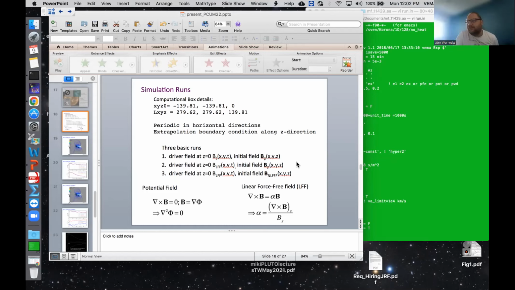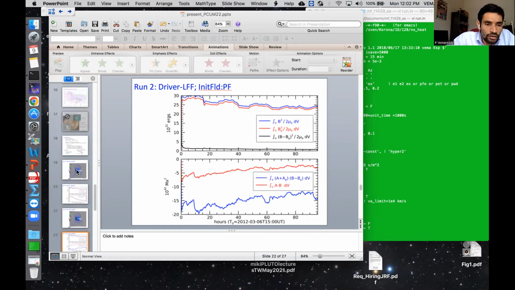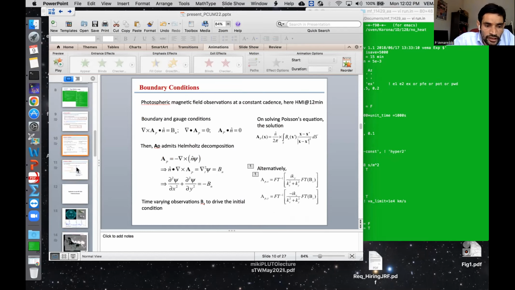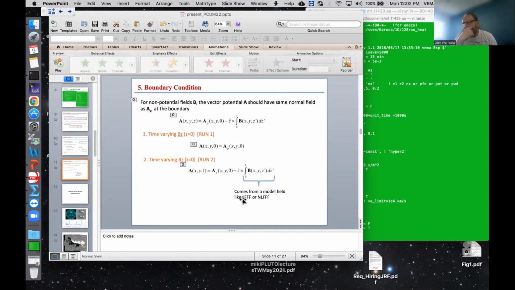But the difference between your run 1 and 2 is basically that you also have not just the Bz but also a horizontal field in the photosphere. Is this one of the differences? In run number 2, let me see, here. In this case I use the linear force field. I constructed the linear force field from alpha, which is a condition coming from the horizontal magnetic field. I use that information so that the driver field is a little more energetic than the initial field.